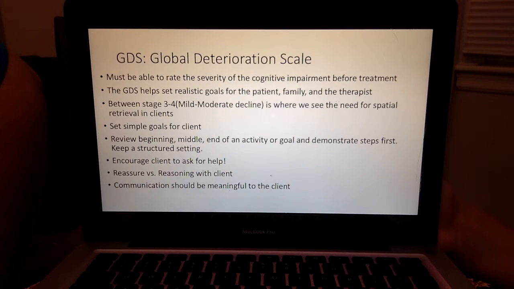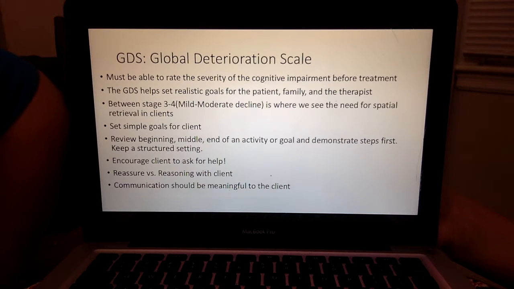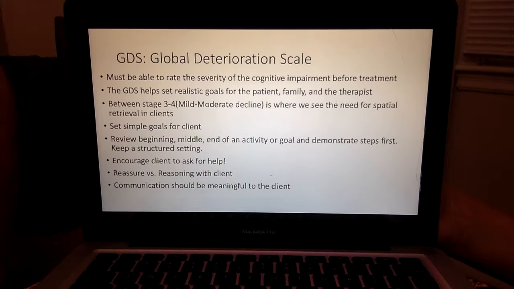So the GDS is the Global Deterioration Scale. Before we can really get into spatial retrieval, we must be able to rate the severity of the cognitive impairment before treatment. The GDS also helps us set realistic goals for the patient, family, and the therapist as well. It's argued that this stage is between 3 and 4 on the GDS, which is a mild to moderate decline patient. That's when we really start to see the need for spatial retrieval.